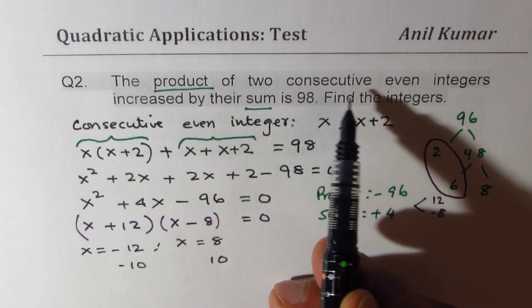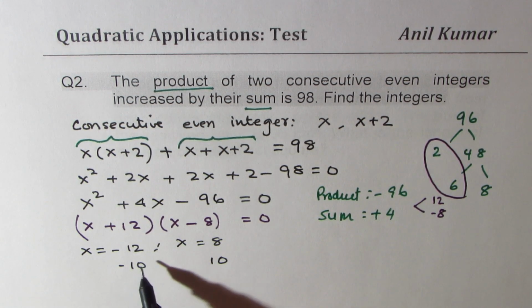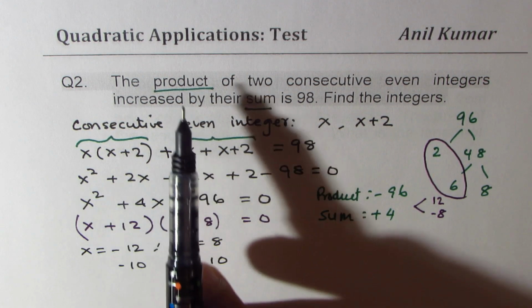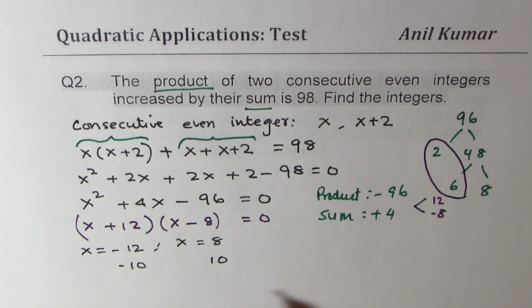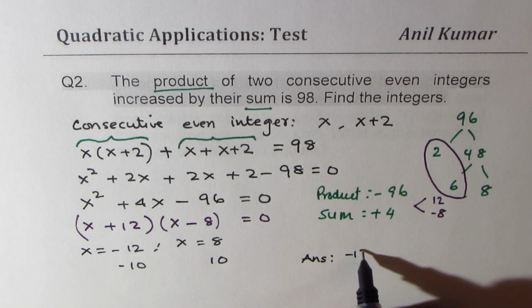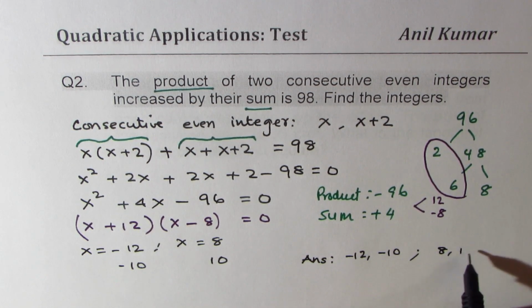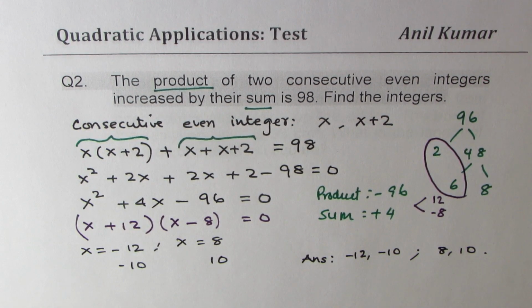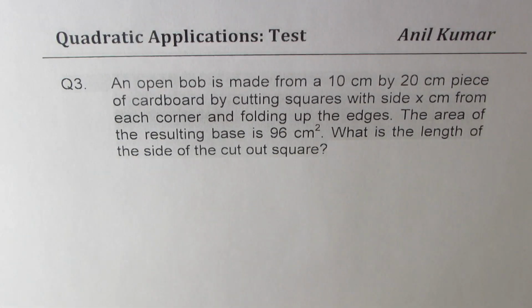Product of two consecutive even integers, so 8 and 10, or minus 12 and minus 10, whose product plus sum will be 98. So that becomes our answer. So our answer is, one combination is minus 12 and minus 10, and the other one is 8 and 10. Okay, let's move on and take the next example.